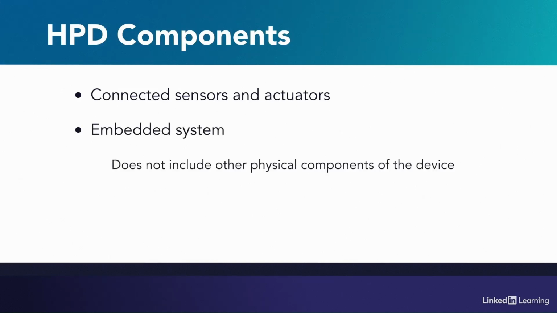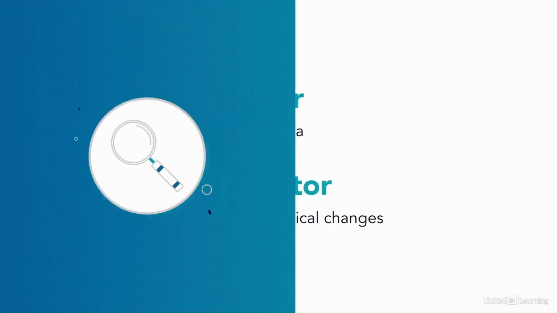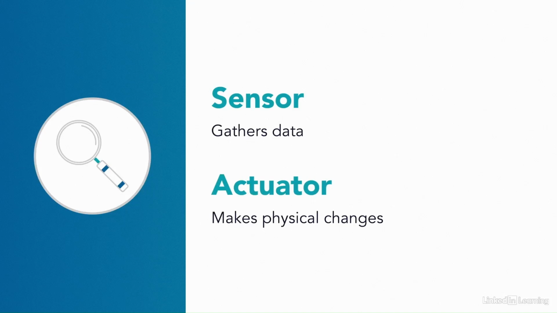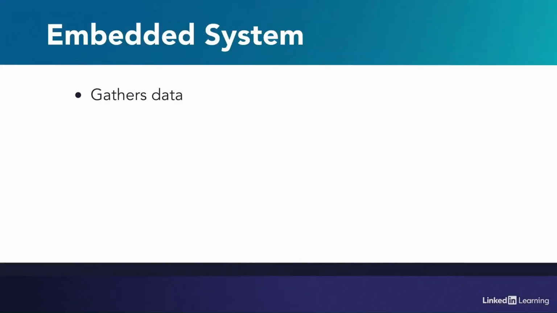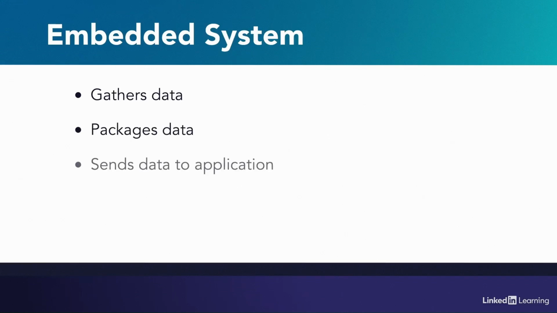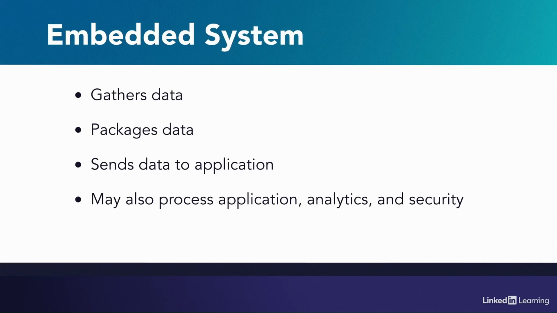The hardware-defined product only includes these two components and not the rest of the physical product. The sensor gathers data from the physical environment. The actuator makes physical changes to the product. The embedded system gathers the data, packages it, and then sends it along the network to the application. It may also do local processing of the app, analytics, or security.